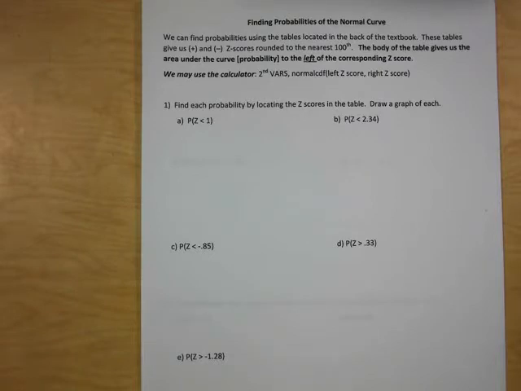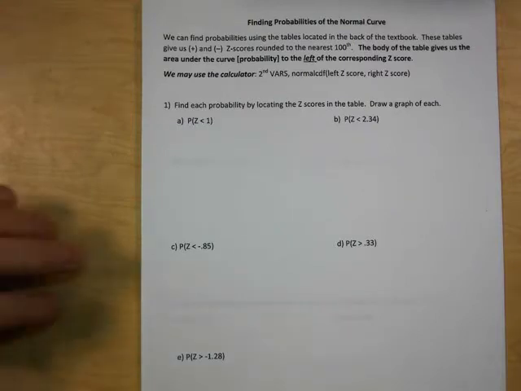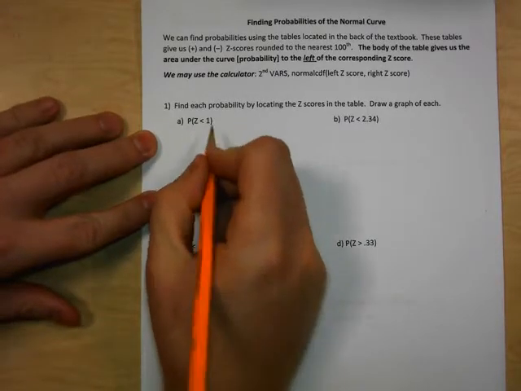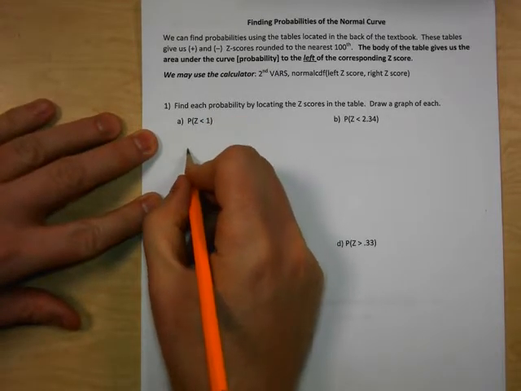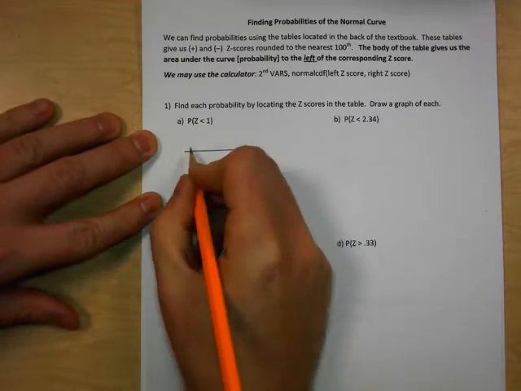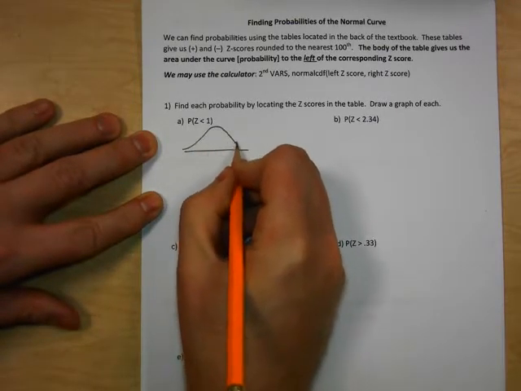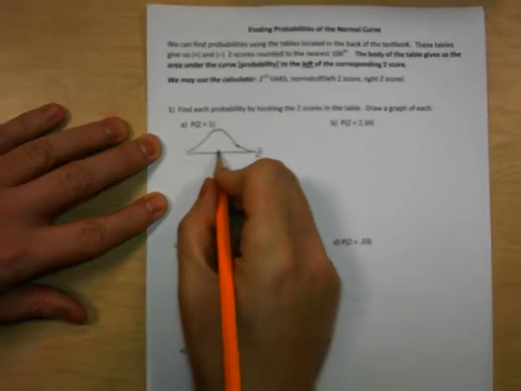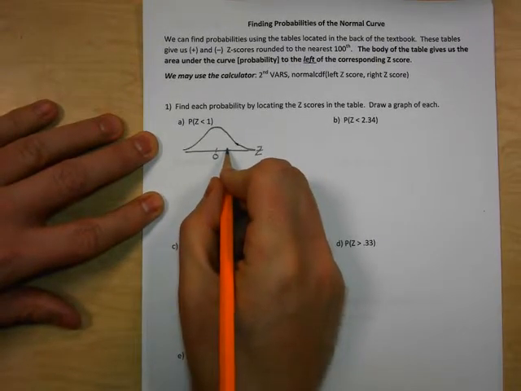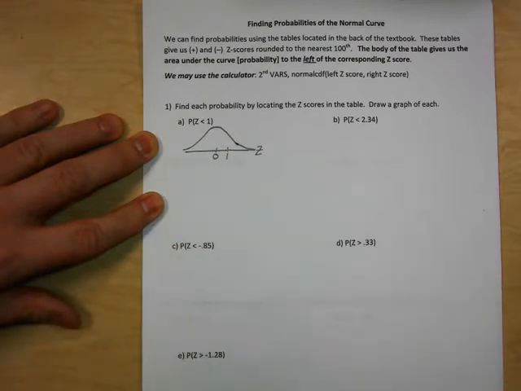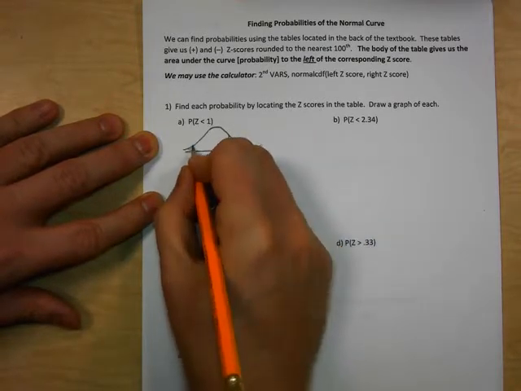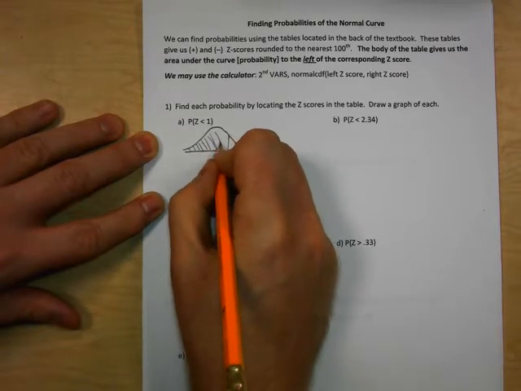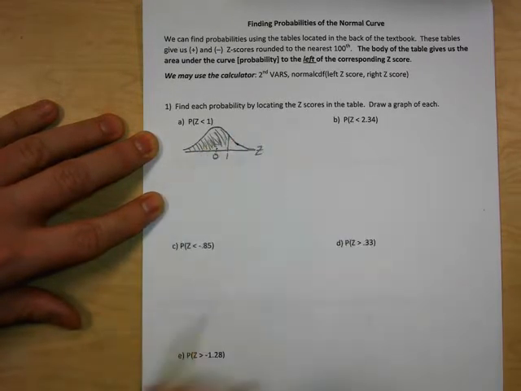Okay, so find each probability by locating the Z-scores in the table and draw a graph of each. So when we look at the probability that Z is less than 1, what we're going to do is draw just a generic normal curve. Label the curve, or the axis, Z. And remember that a Z-score of 0 is right in the center. A Z-score of 1 we'll say is right about there. So Z is less than 1. We want to find the area or probability to the left of 1.